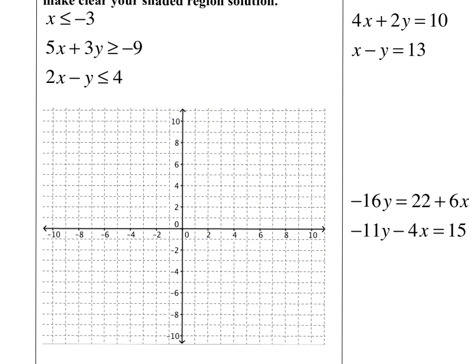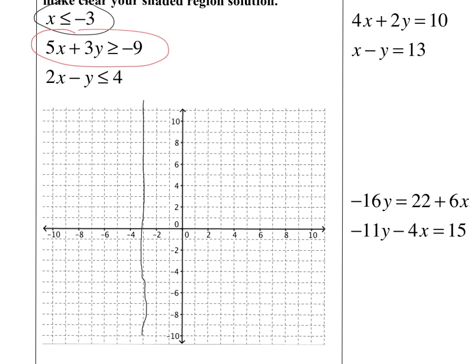Here I've got to graph a system of inequalities. I'm going to do these one at a time, and then shade the regions, okay? First up is x is less than or equal to negative 3. It's going to be a vertical line, solid because it's less than or equal, at negative 3.